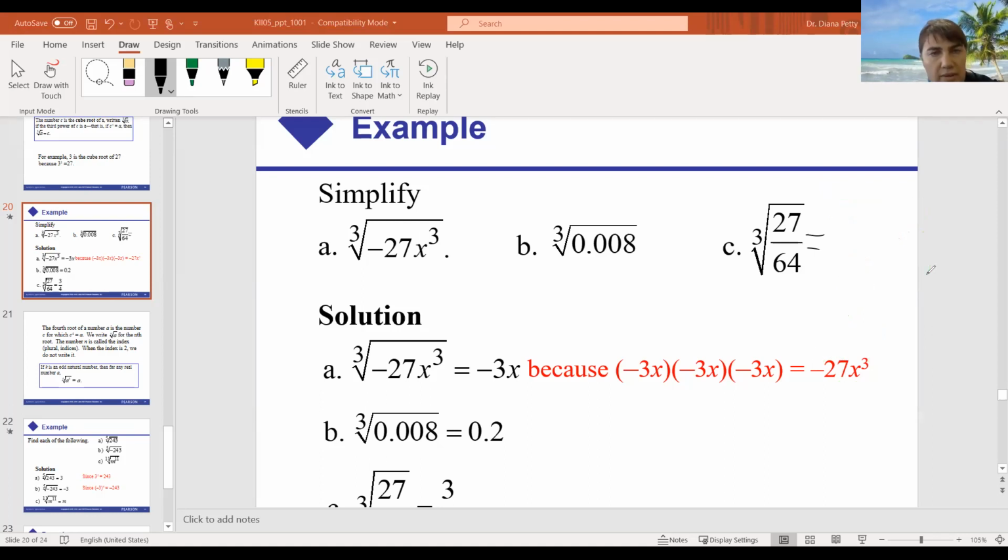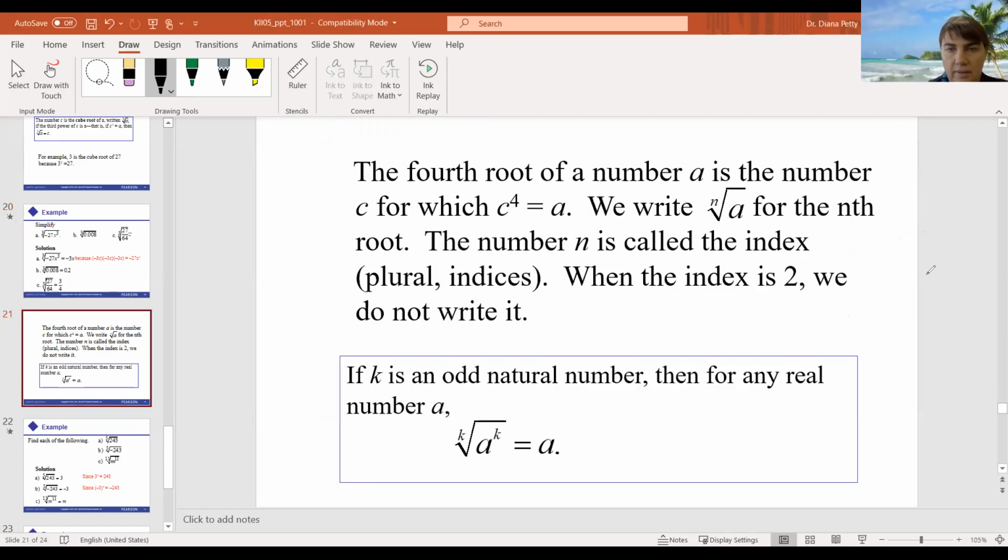Ta-da! Let's move on. If you have a fourth root, it's the same thing. If it's an even number, you don't need absolute value, right? Here, the number n is called the index. If this is a cube root, the index of the radical is 3. If it's 5, the index is 5. That's just what it's called.